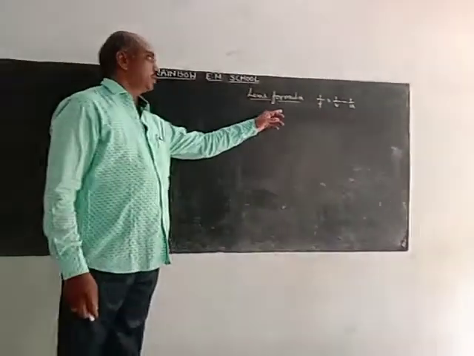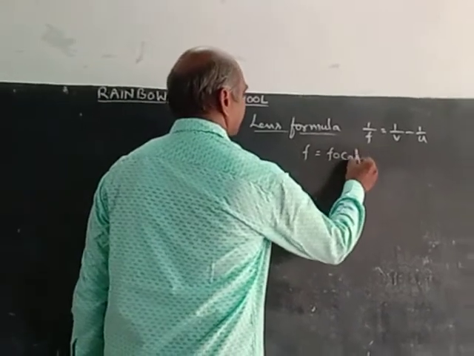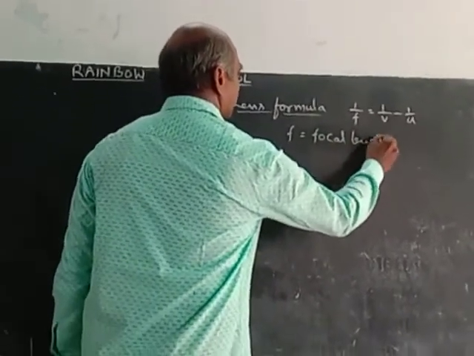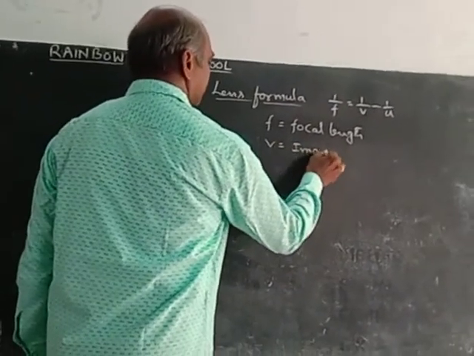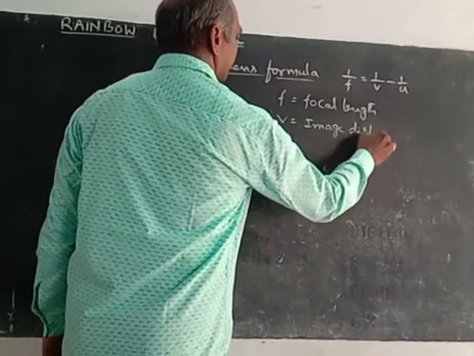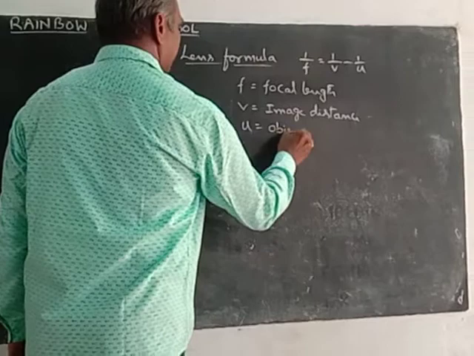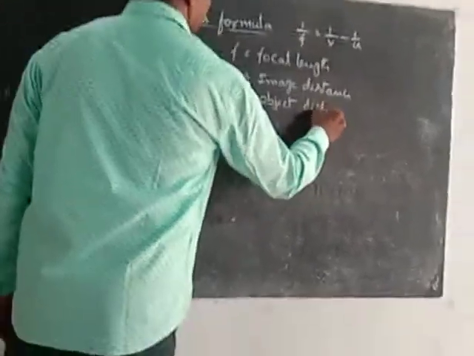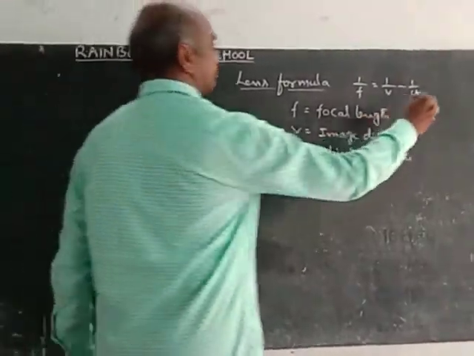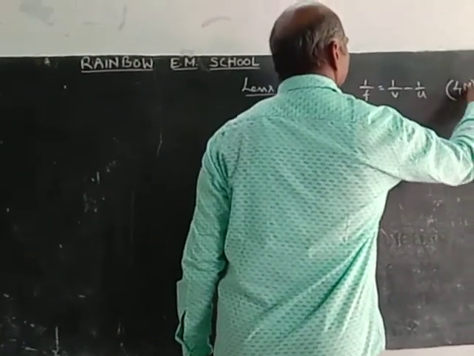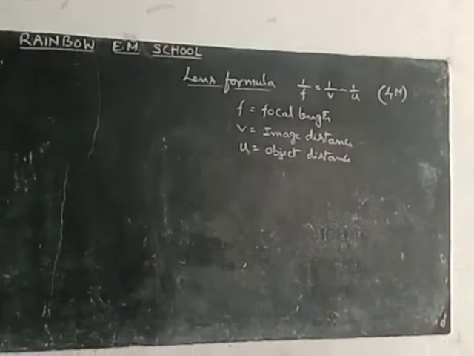That is 1 by f is equal to 1 by v minus 1 by u. f is equal to focal length, v is equal to image distance, u is equal to object distance. This is the 4 marks question: derive the lens formula 1 by f is equal to 1 by v minus 1 by u.